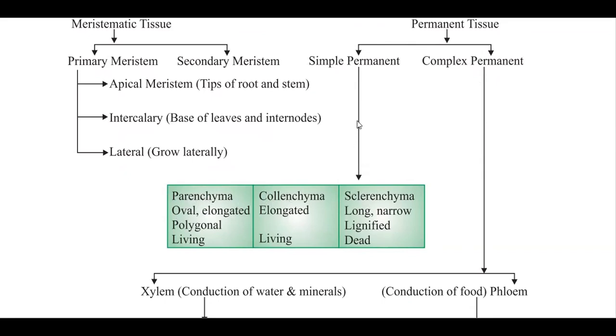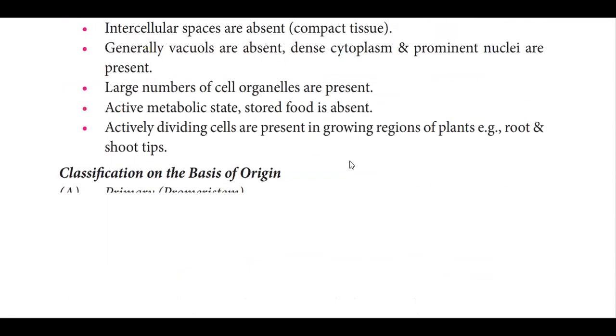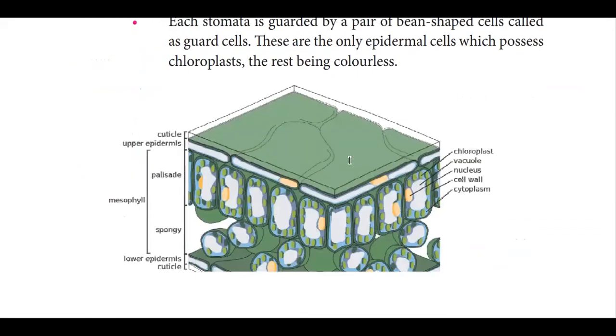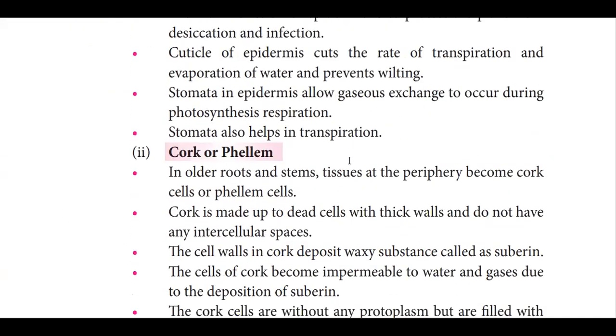Let me explain you here one more time. This is a simple permanent tissue. It includes two types. One is the protective tissue, that is the epidermal tissue, and another one is the cork and phellem. Okay, cork and phellem. That is the older part of the roots and stem tissue, जो कि periphery, मतलब जो main से wooden part बनाते हैं, हम उसको बोलते हैं कि जो wooden part बनाते हैं, that is called the phellem or cork.